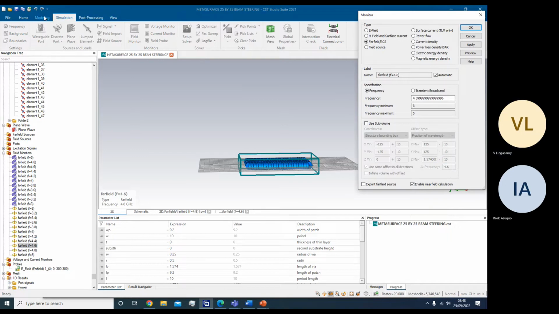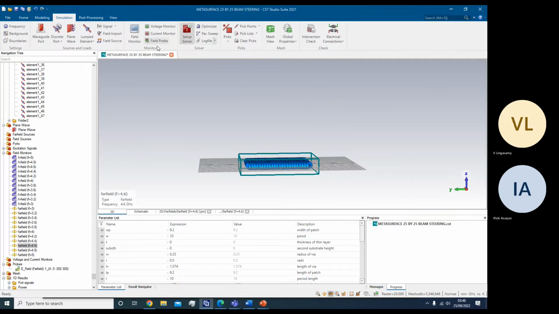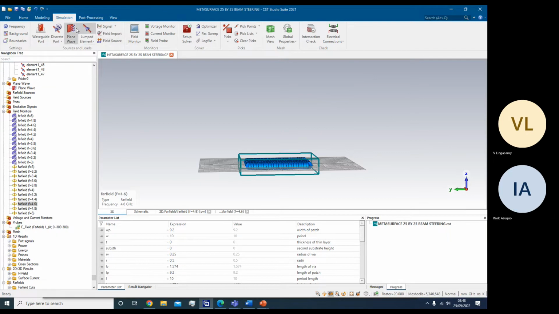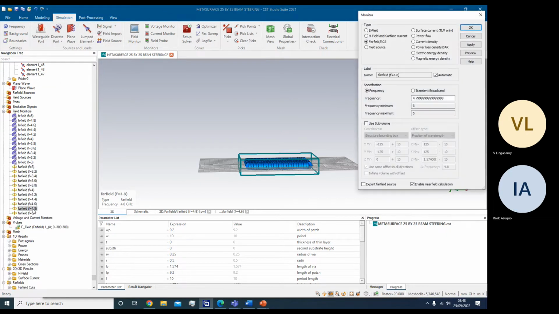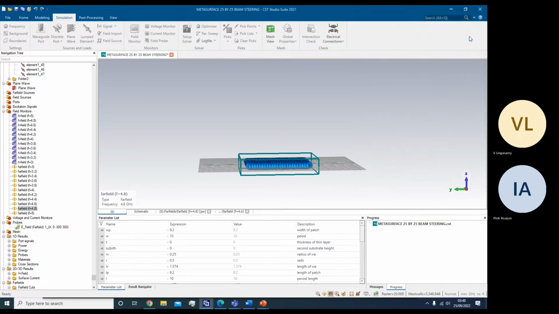Okay. Thank you. Finally, I finished. Sorry. So let me just show you. Sorry, please. Let me just show you. I want to show the 3D pattern. How do I show it? I forgot.